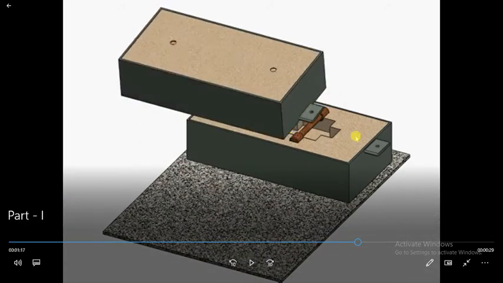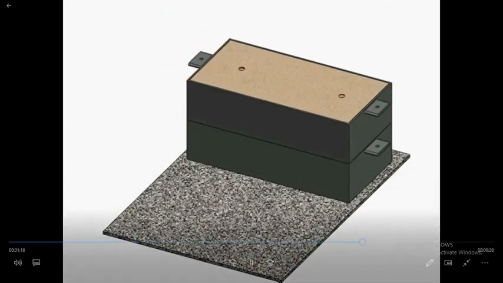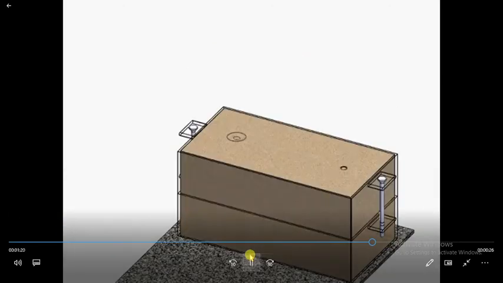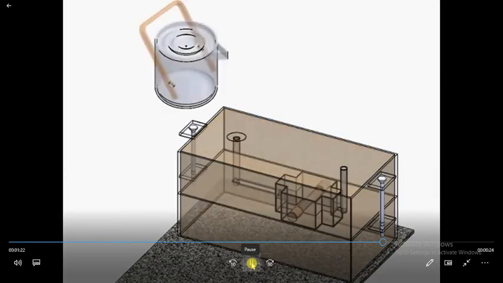This is flipped and kept on that box. Here you can see the locator pins are aligned, due to which it can't move. The top portion is called the cope, and this bottom box is called the drag. Both are flasks. These are the locator pins, which do not allow these two boxes to move, and hold them together. This is the transparent view.